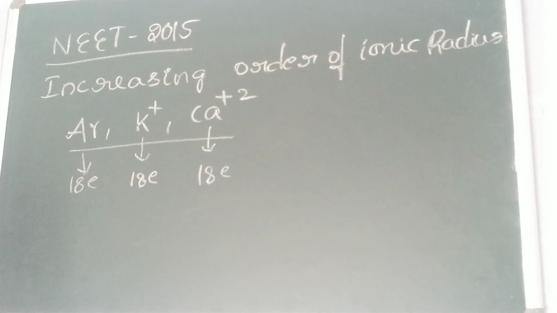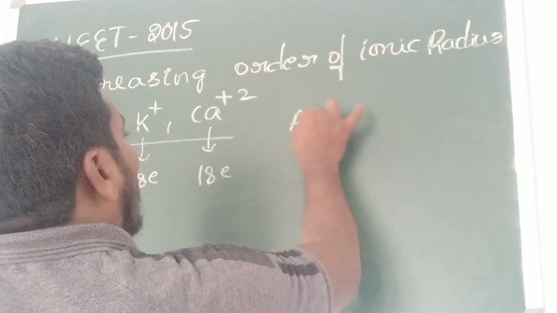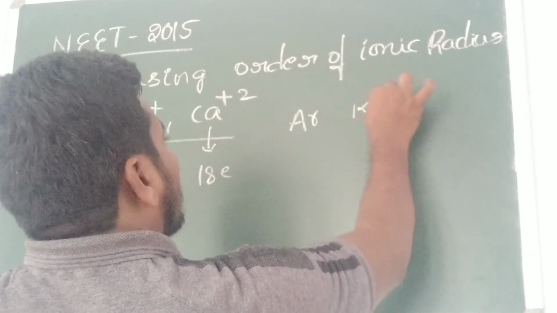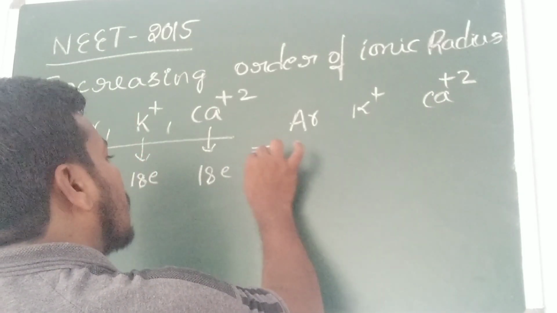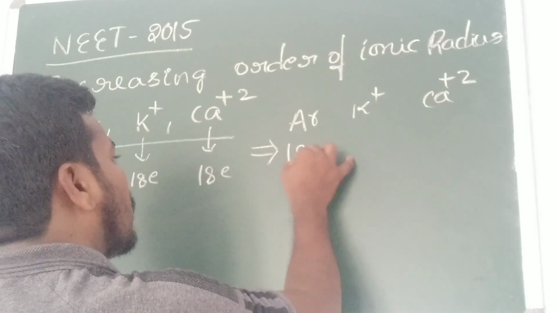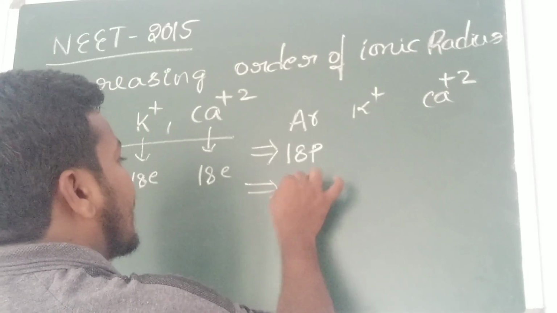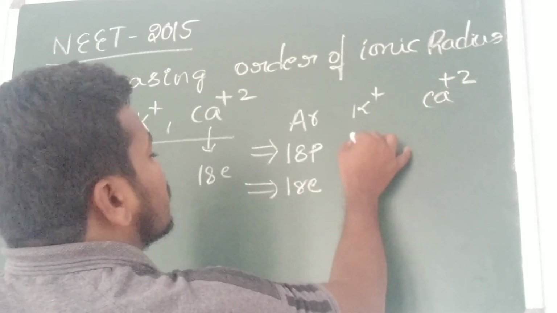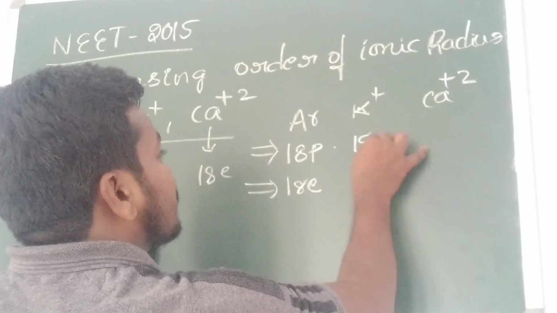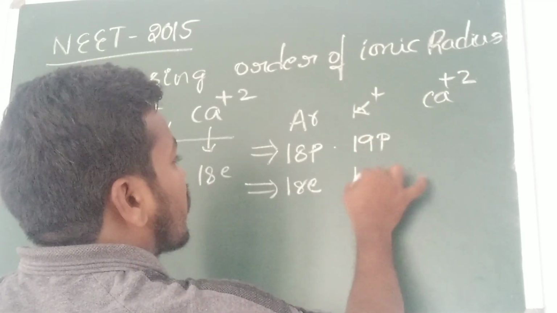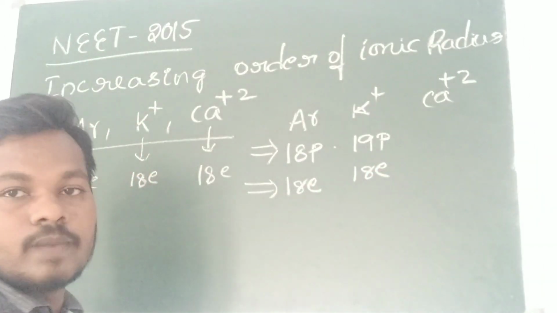So here you can see how many protons there are also. If we know the nuclear charge, then only can we easily find out the order of the ionic radius. Of course we can use the shortcut also, but we have to understand the explanation. So argon, K plus, and Ca plus 2. Neutral atom argon has 18 protons with 18 electrons. Potassium, whose atomic number is 19, has one positive charge, which means losing 1 electron, so automatically it has 18 electrons with 19 protons.